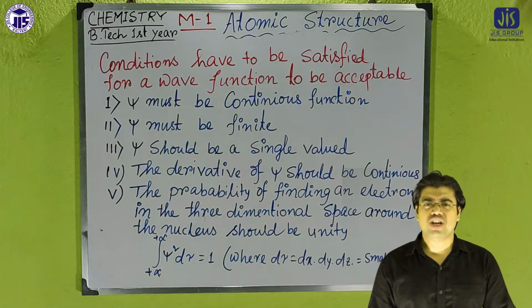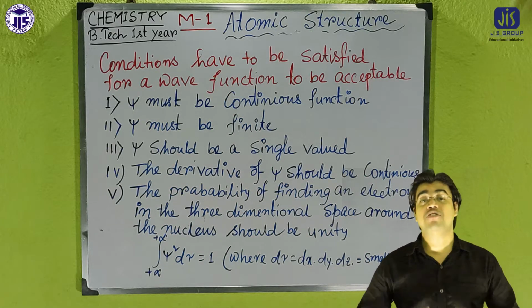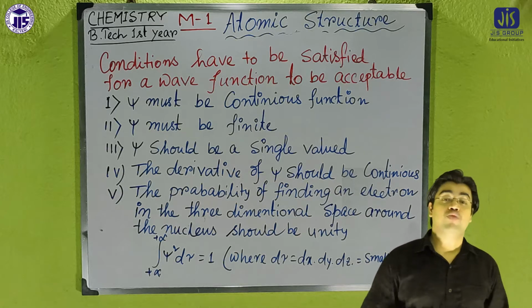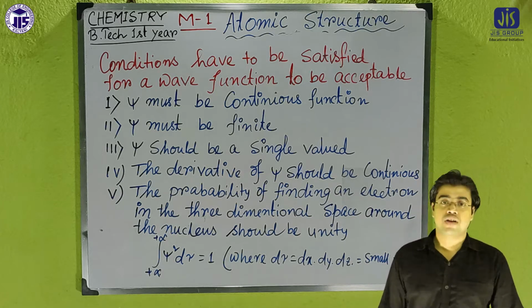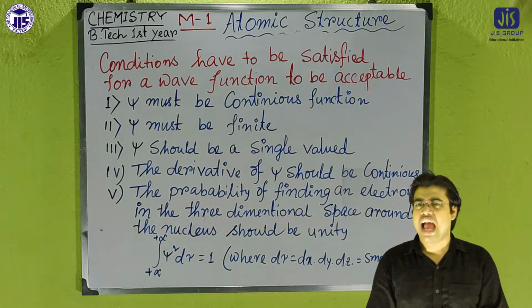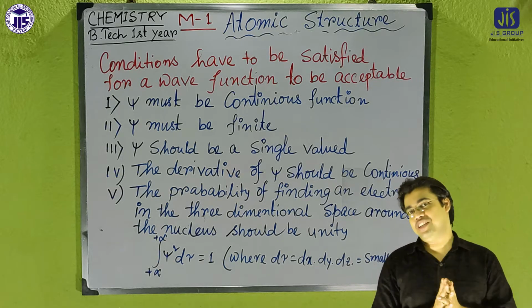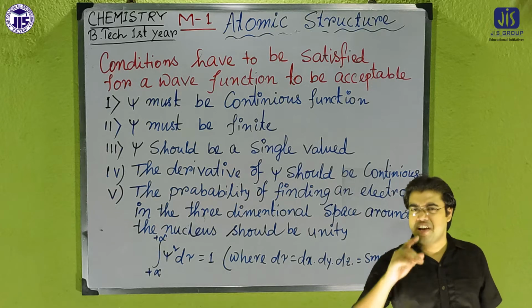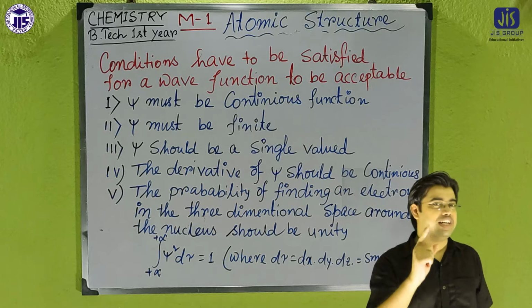Now there are some conditions to be satisfied for psi, that means for it to be acceptable. So what are the conditions? Psi must be a continuous function, it should be finite, and it should be single valued. And the probability of finding the electron around the nucleus should be unity.